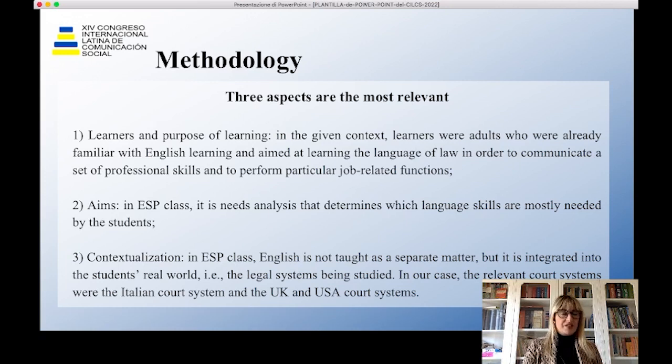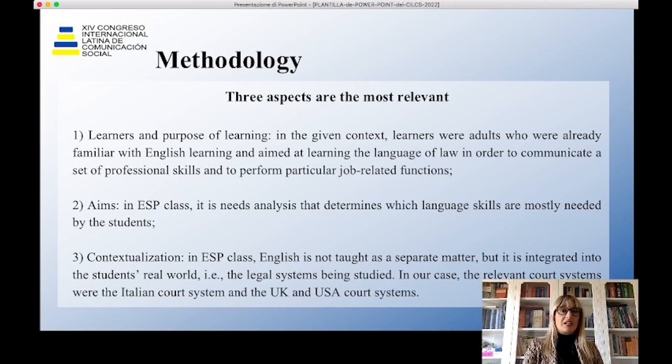In the given context, a non-academic setting, learners were not students or teenagers; they were adults who already had a certain familiarity with English learning, and they knew, to some extent, legal English. The second aspect is the aim. In any legal English class, needs analysis determines which language skills are the most important and most needed by our students. And the third aspect is contextualization.